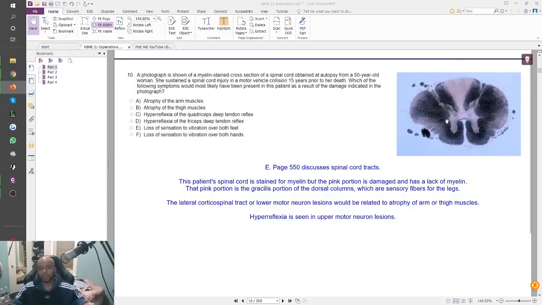But here you see this image, and then you read the question. So you know this is CNS related. This is your spinal cord. Photograph is shown of a myelin-stained cross-section of a spinal cord obtained at autopsy from a 50-year-old woman. She sustained a spinal cord injury in a motor vehicle collision 15 years prior to her death.